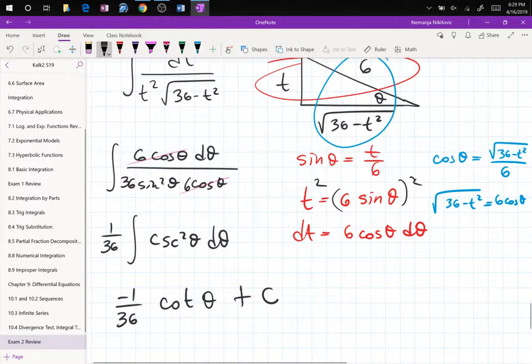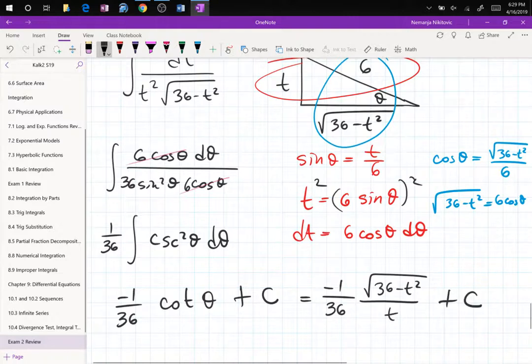Now, cotangent is what? Tangent is opposite over adjacent, so cotangent is adjacent over opposite. Will that be a negative cotangent or just positive? It is negative right there. Oh, you already pulled it out. Sorry. 1 over 36, adjacent over opposite, so that's going to be the square root of 36 minus t squared divided by t plus c, and there we go.